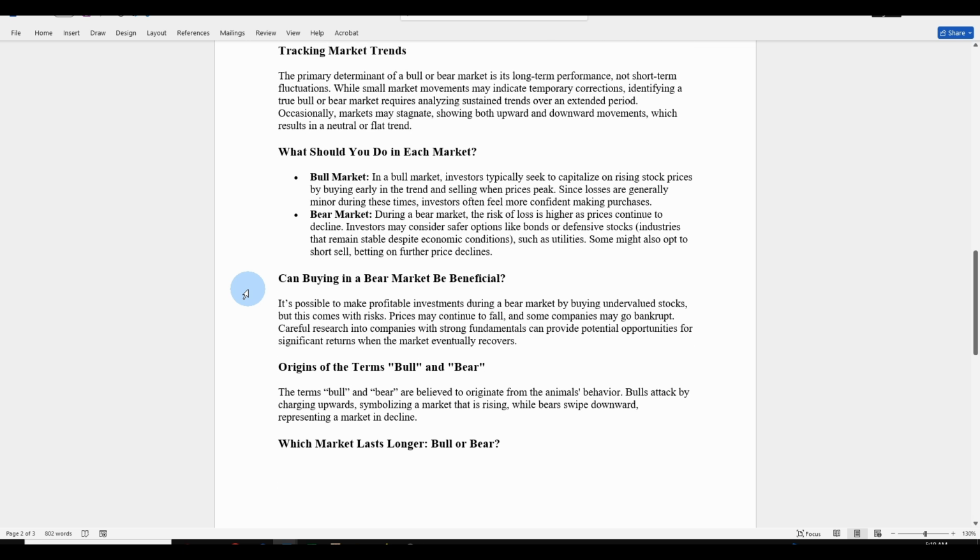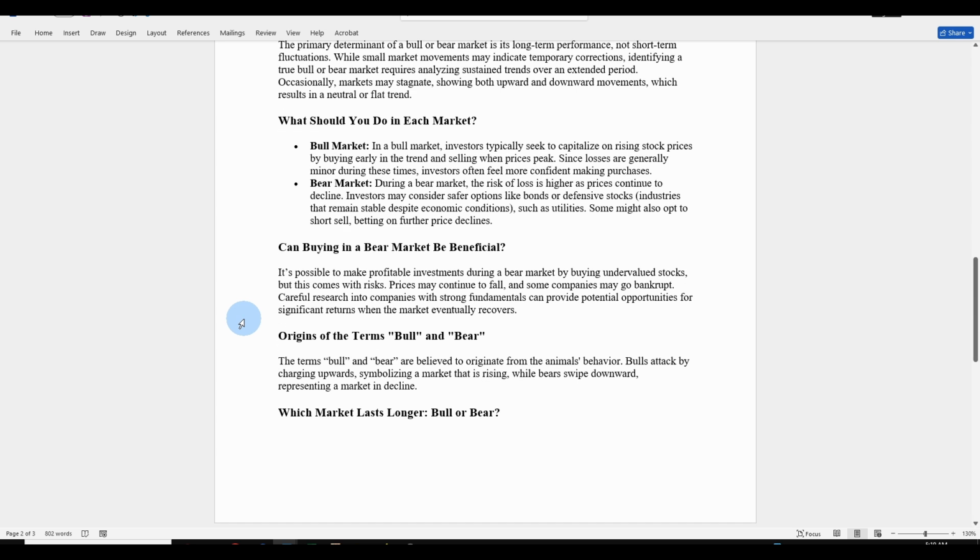Can buying in a bear market be beneficial? It's possible to make profitable investments during a bear market by buying undervalued stocks, but this comes with risks. Prices may continue to fall, and some companies may go bankrupt. Careful research into companies with strong fundamentals can provide opportunities for significant returns when the market eventually recovers.